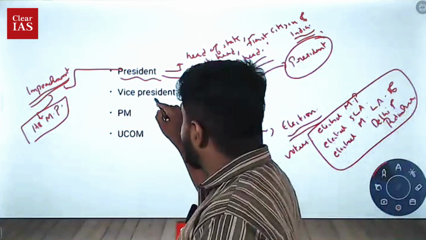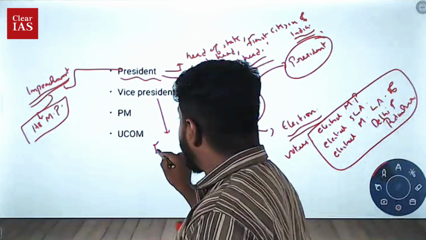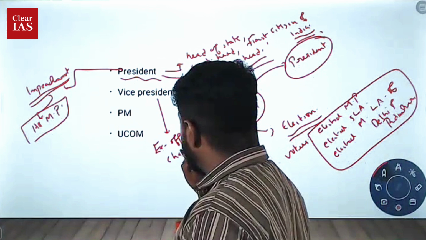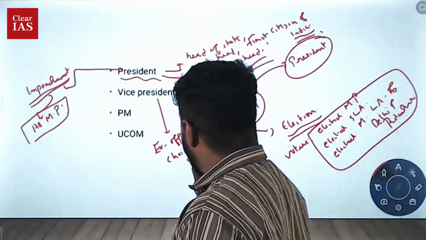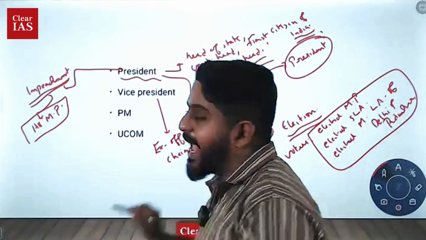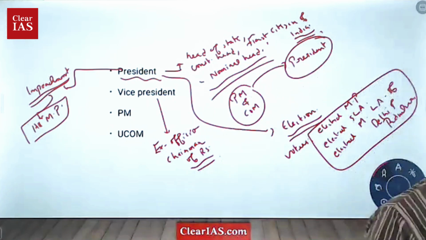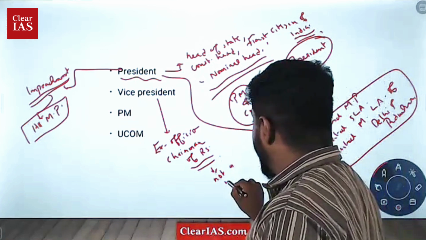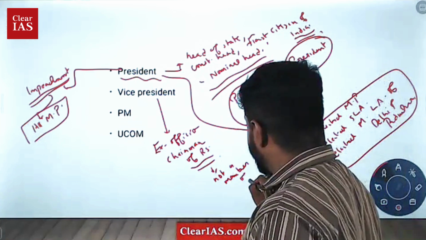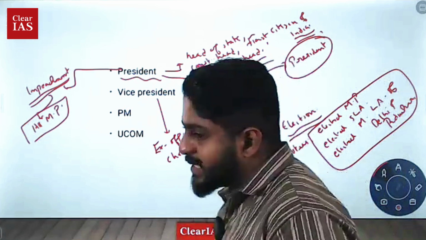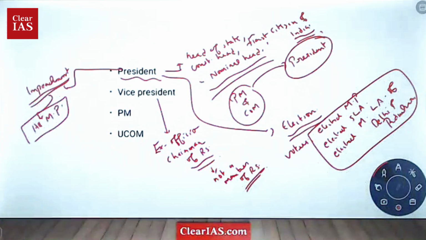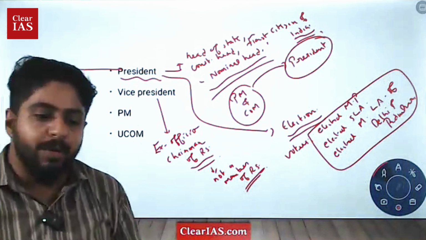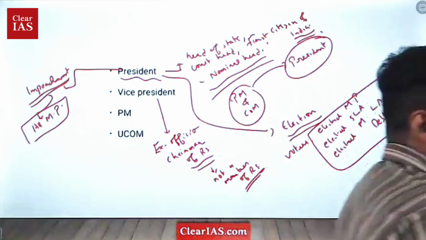Fine. Now, when it comes to the Vice President of India, he is the ex officio chairman of Rajya Sabha. What do you mean by ex officio chairman of Rajya Sabha? He is not a member of Rajya Sabha, but he is the person who will be sitting on the dais and controlling the activities of Rajya Sabha.